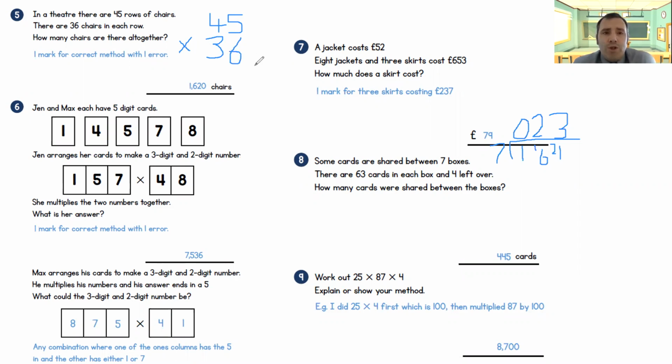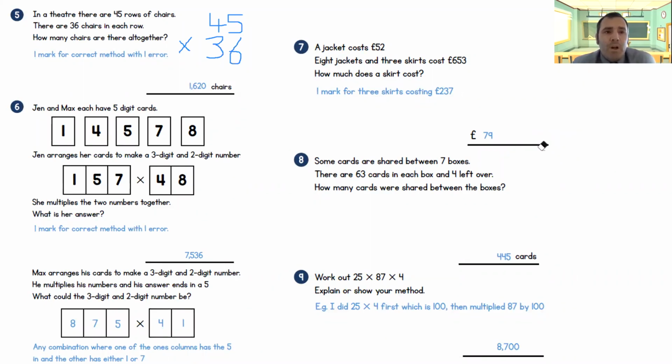We're multiplying two-digit numbers together. Sorry, I tripped over that one. That gives us our answer of 1,620. So it's really important that we look carefully at our questions and we really look to see where the answers are coming from.